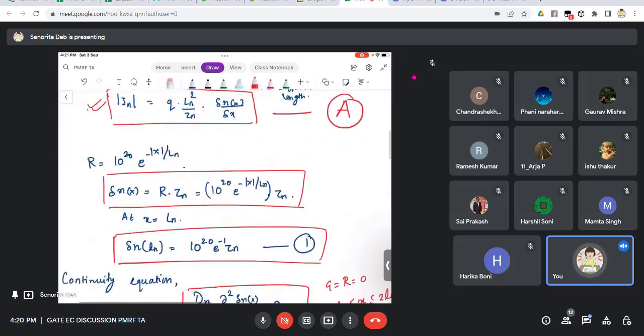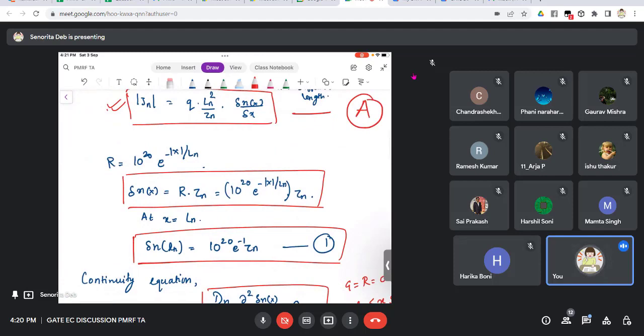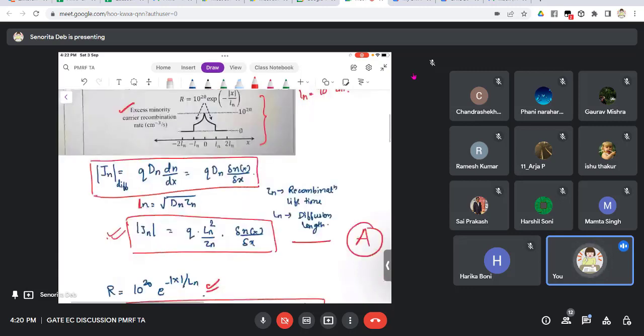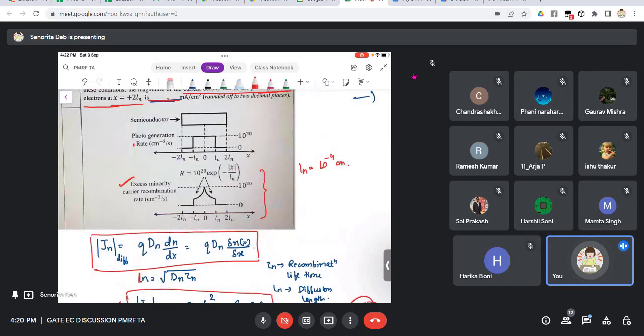The recombination is given as 10 to the power 20 e to the power minus mod x by Ln. Okay, from where did this come? R, from where did this come? This is given in the question.